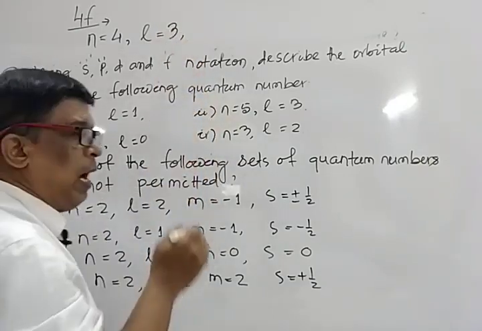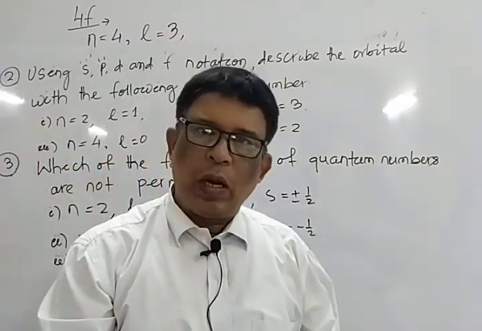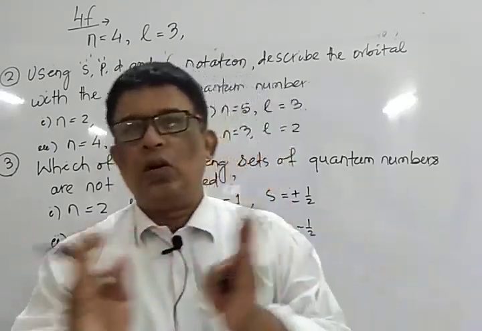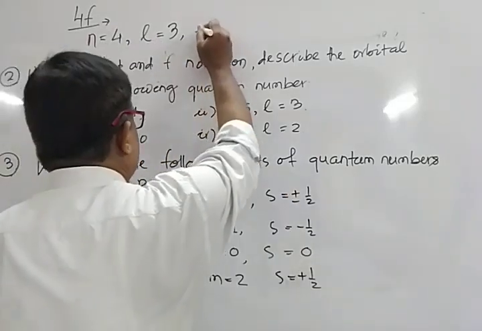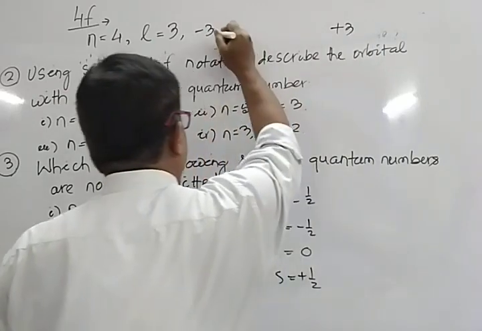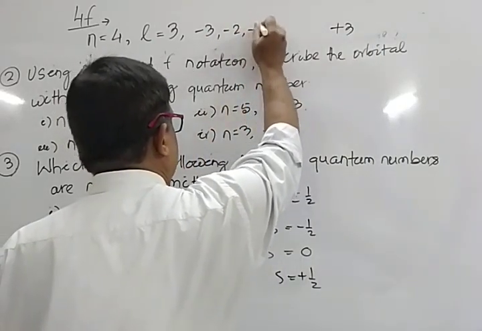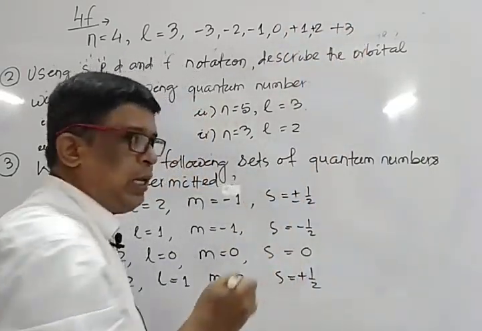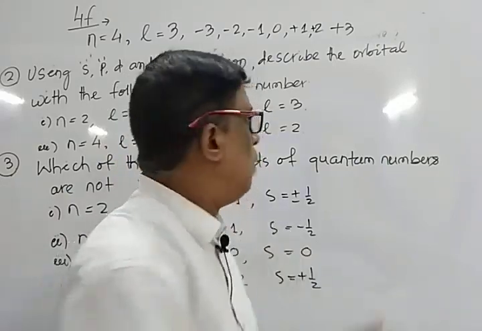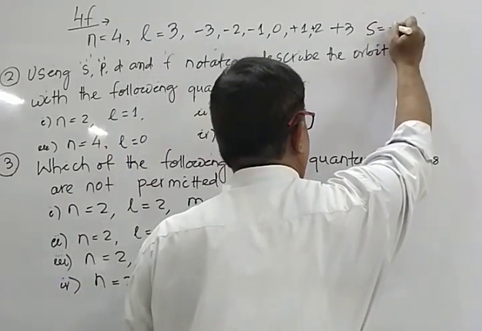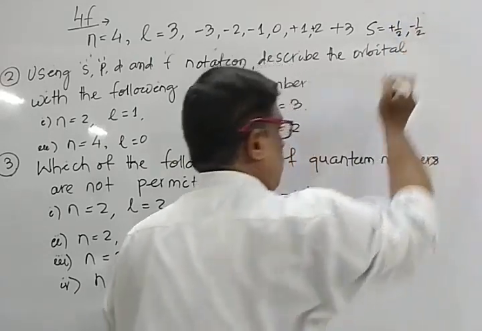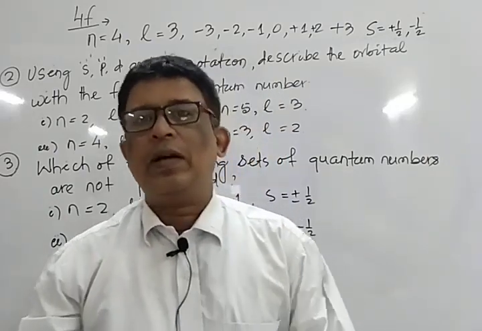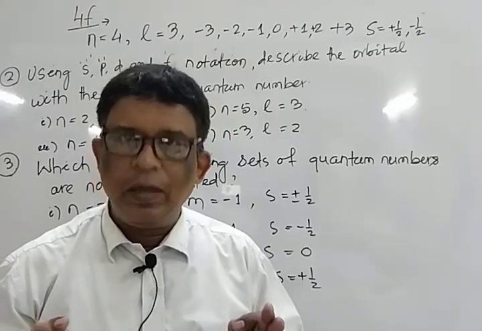And magnetic quantum number depends upon azimuthal quantum number. The possible values are 2l plus 1, and values are minus l to plus l through 0. l is 3, so minus 3 to plus 3 through 0 means minus 3, minus 2, minus 1, 0, plus 1, plus 2 and plus 3. These are the possible values of magnetic quantum number. While spin quantum number possible value is either plus half or minus half. These are the possibilities of the different values of quantum numbers. Okay, proceed to the second one.